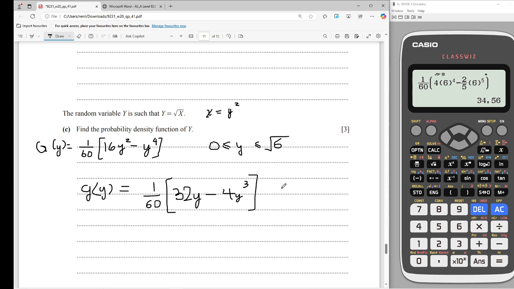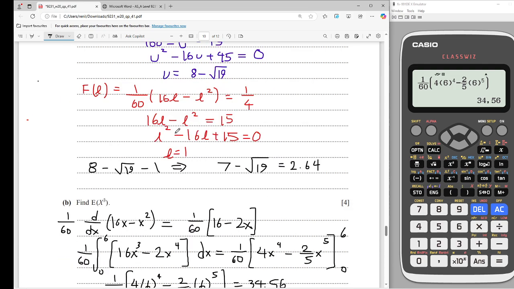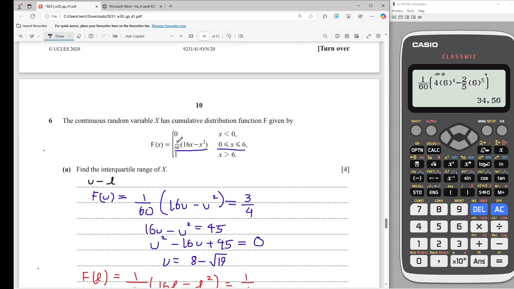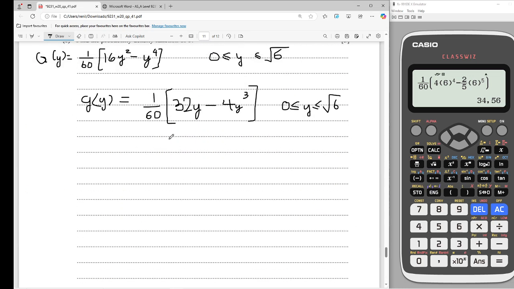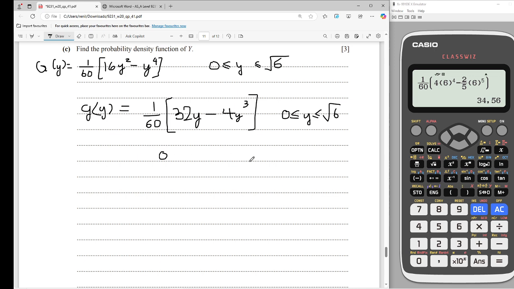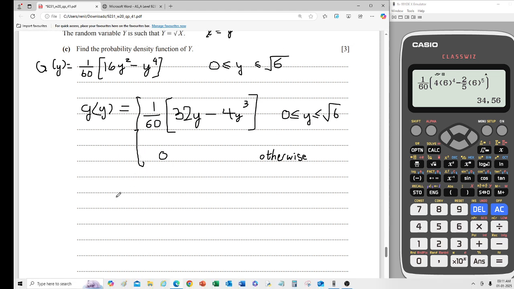And we need to specify the range, so 0 less than or equal to y less than or equal to root 6. And in every PDF you have to state 0 otherwise. So it's important that you write the last step, because this usually counts for a mark as well.